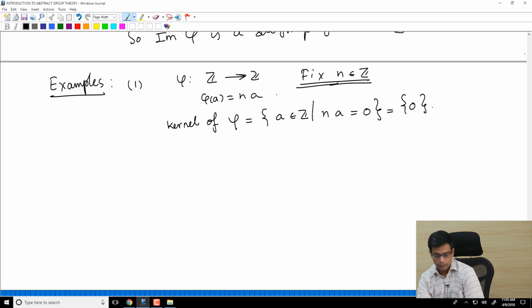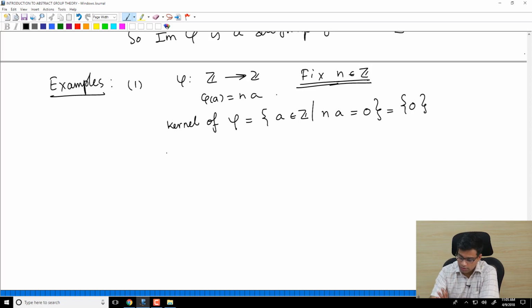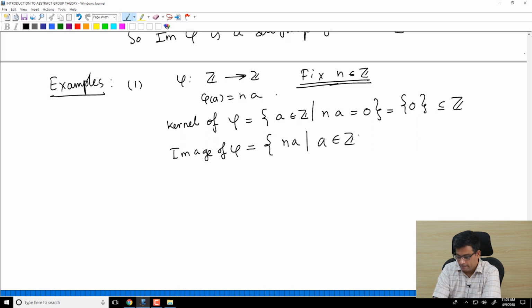Remember, the kernel, being a subgroup of the group, always contains the 0 element. So in this case it is exactly the 0 element. So this is a subgroup of the first Z. What is the image of phi? This is all na where a is in Z, and this is precisely the group nZ that we discussed, the subgroup of Z obtained by multiples of n. So this is a subgroup.